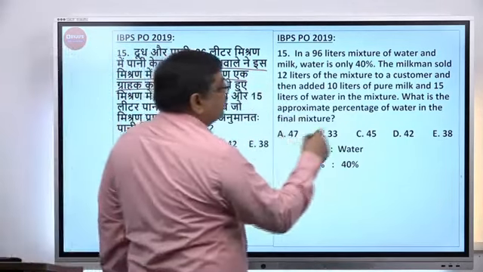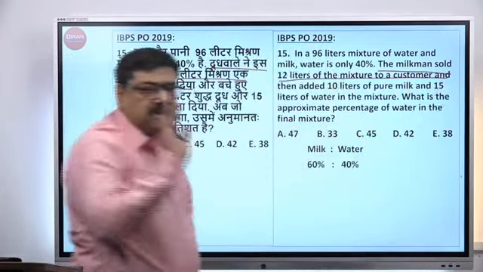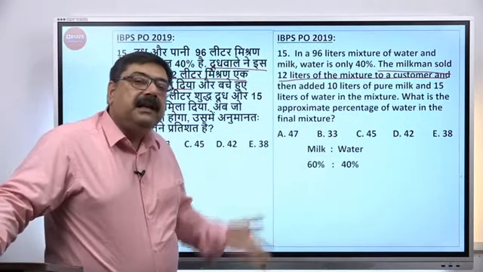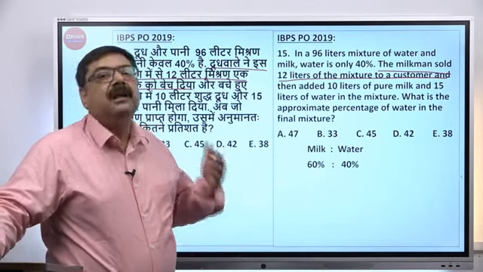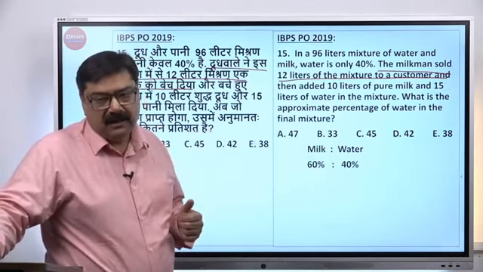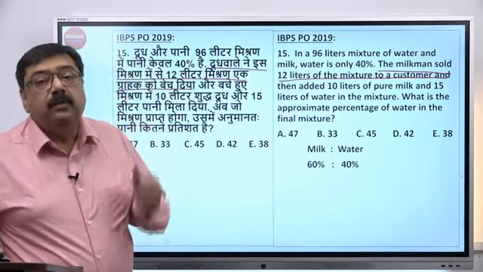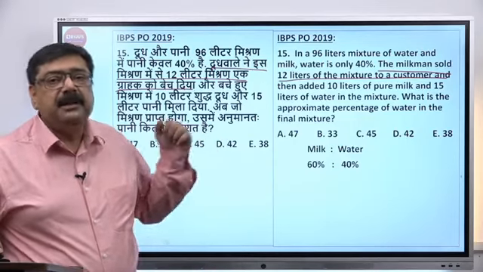Okay, only this much. The milkman sold 12 liters of the mixture to a customer. Hold it. So in that 12 liters of mixture that he is selling to a customer, the milk and water obviously will remain in the same ratio. 60% is to 40%.